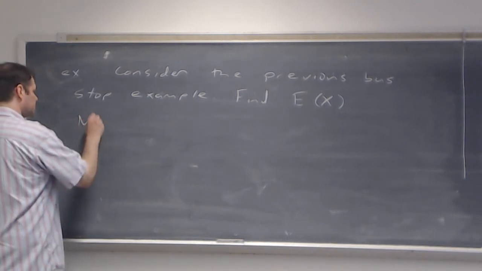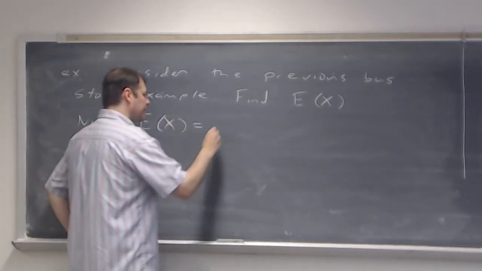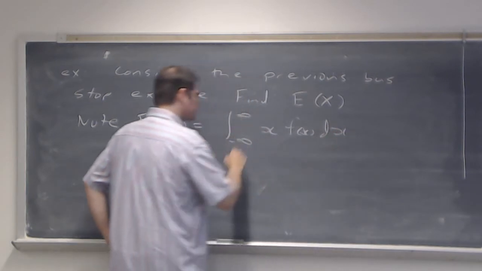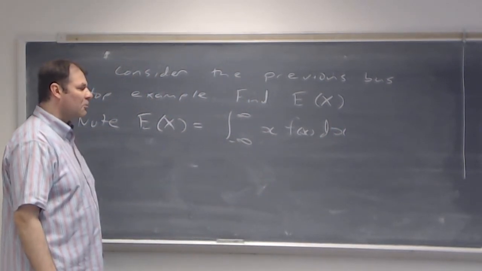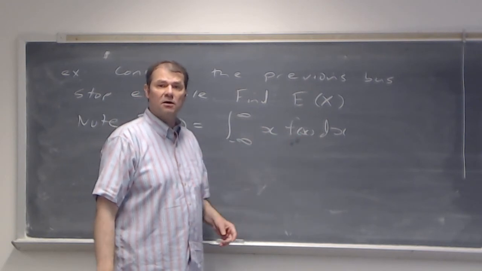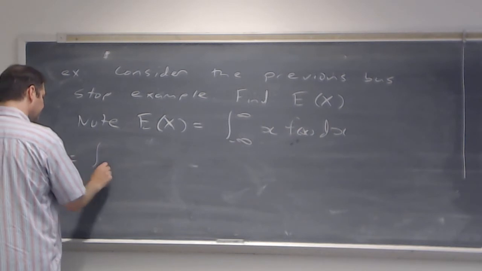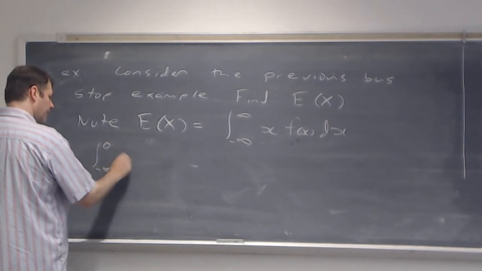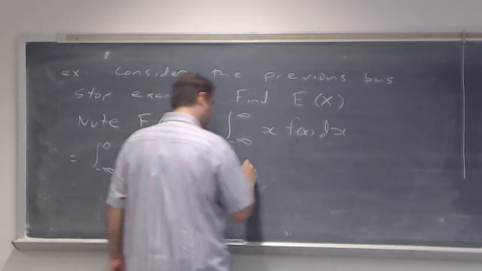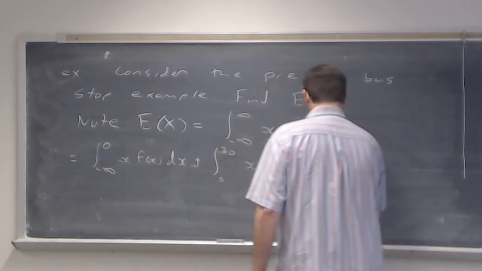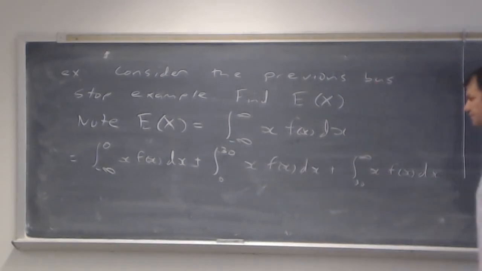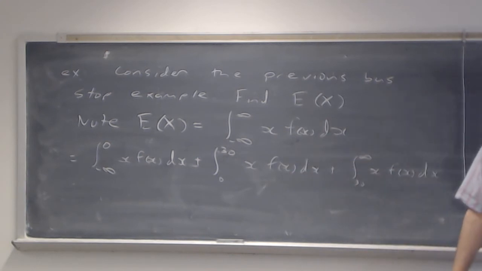It will. So note, the expected value of X should be equal to the integral from minus infinity to infinity of x times f of x dx. This is defined over the whole real number line, but f of x is non-zero only in a little chunk of it. So I'll break this up into the integral from minus infinity to 0 of x times f of x dx, plus the integral from 0 to 30 of x times f of x dx, plus the integral from 30 to infinity of x times f of x dx. The reason I can break up this integral into these three integrals is by properties of integrals.